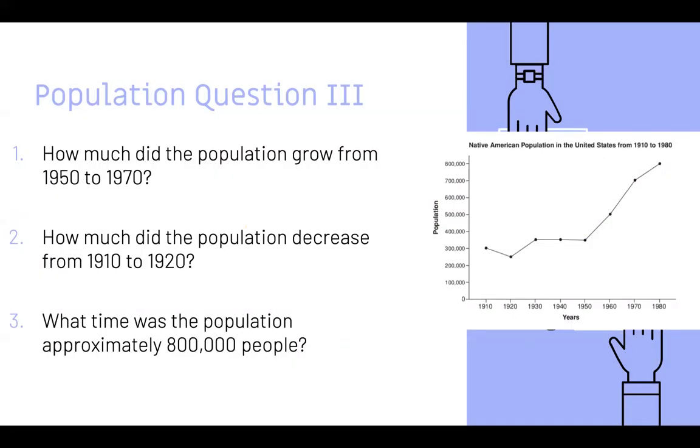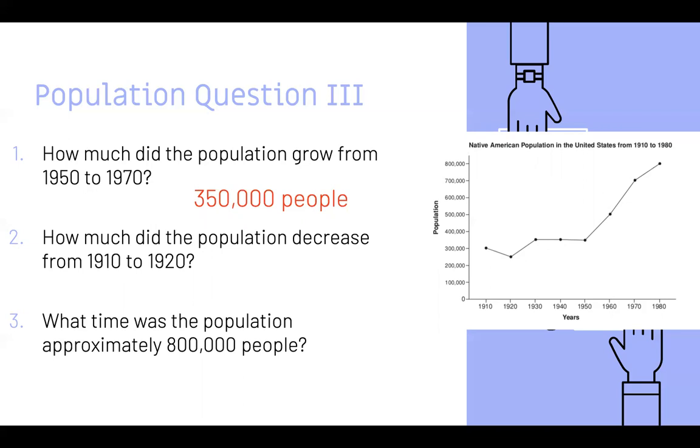Part 3 of this population question: how much did the population grow from 1950 to 1970? We have to find the value at 1950 and the value at 1970. If we say that's about 700,000 for 1970 and about 350,000 for 1950, we subtract the two and it's 350,000.